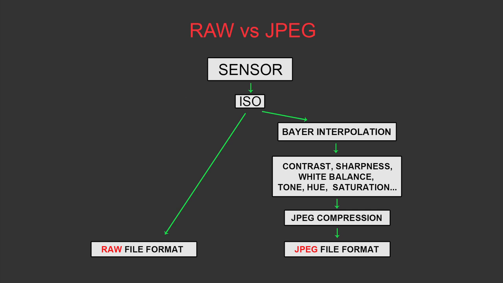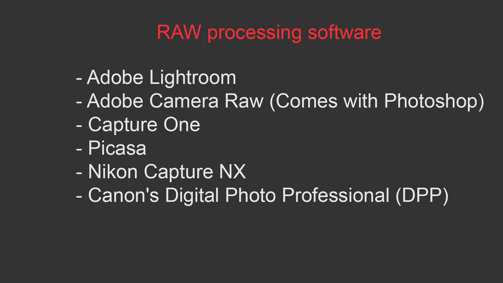Since RAW files are unprocessed, you will need special processing software to process them. My favorite, the one I use all the time, is Adobe Lightroom. I also use Adobe Camera Raw, which actually comes with Photoshop. Another good software is Capture One. I also heard a lot of good things about Picasa, which you can download for free. I never tried it, but I read a lot of reviews and a lot of people speak well of it, so I'm about to try it soon.